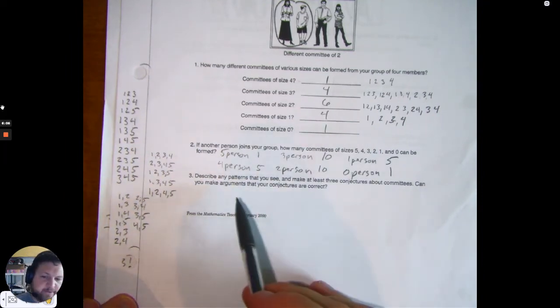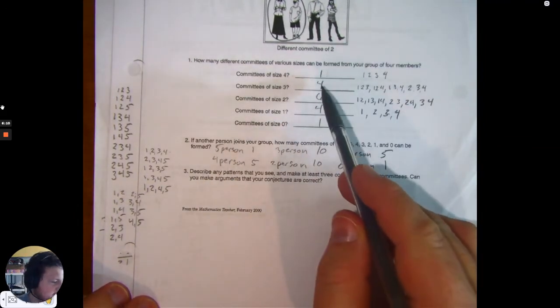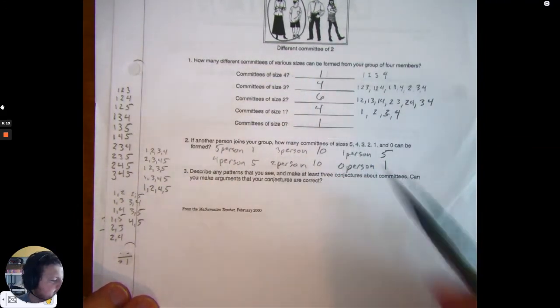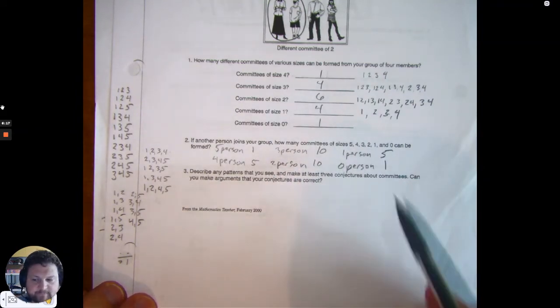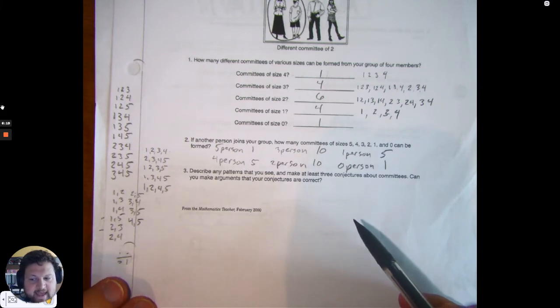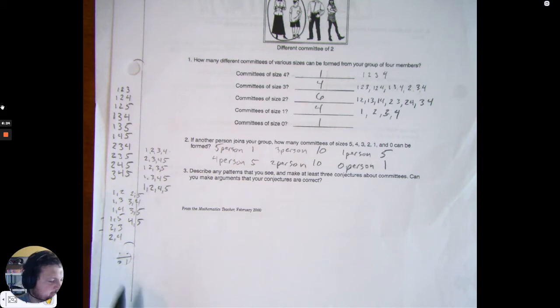So hopefully, when we look at this, we can see that there's a pattern that exists. We went 1, 4, 6, 4, 1. Here we went 1, 5, 10, 10, 5, 1. So we know that something has to exist here that shows us this pattern. What is it going to be?